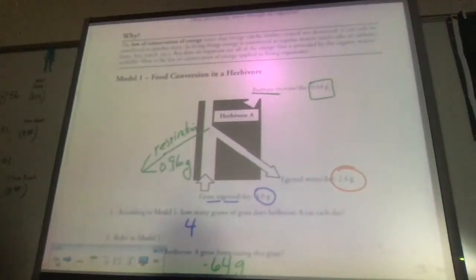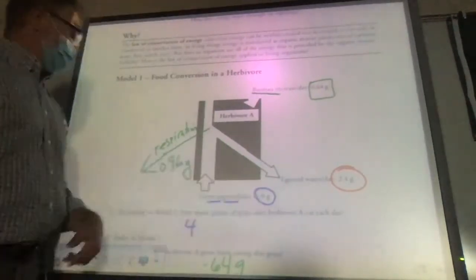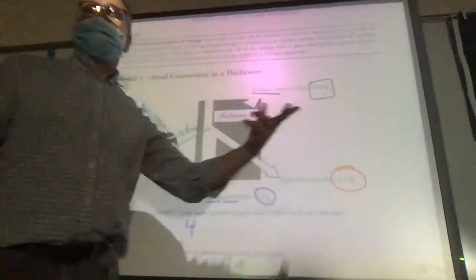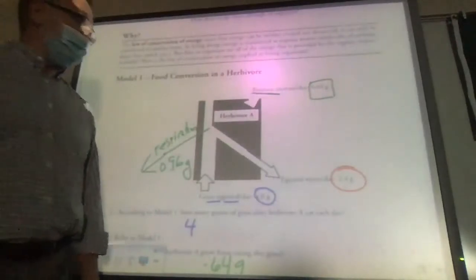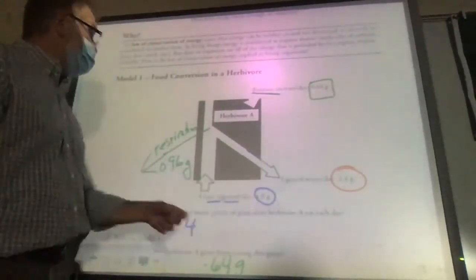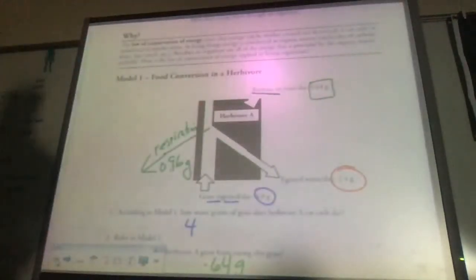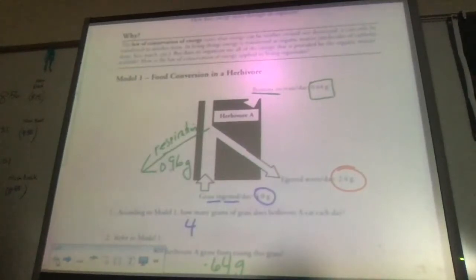So now we have a balanced situation. We've got 4 going in, and if I take 0.96 plus 0.64 plus 2.4, I have the same amount coming back out. There's 4 going in, and if I add these 3 up, there's 4 coming out. So now it's 4 and 4. All matter is accounted for. That's a balanced system. Making any sense? With me?